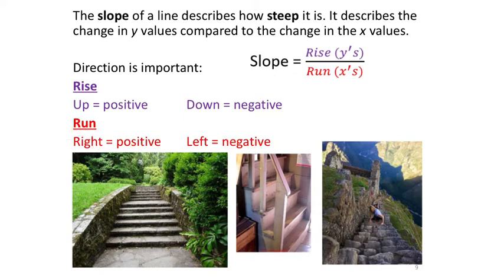You need to understand if you're going up or down or left or right, because that's going to make either your rise positive or negative or your run positive or negative. But keep in mind that if you see a slope with 2 negatives, it really should simplify into a positive slope, because 2 negatives make a positive.